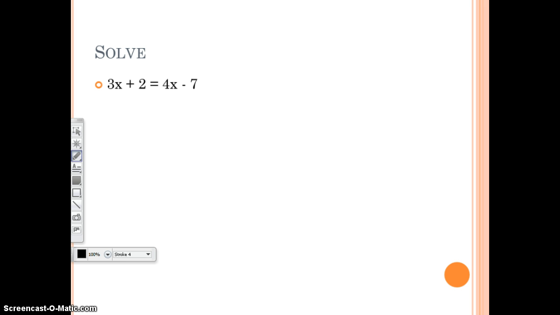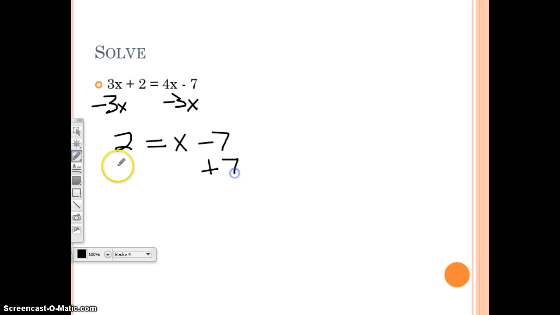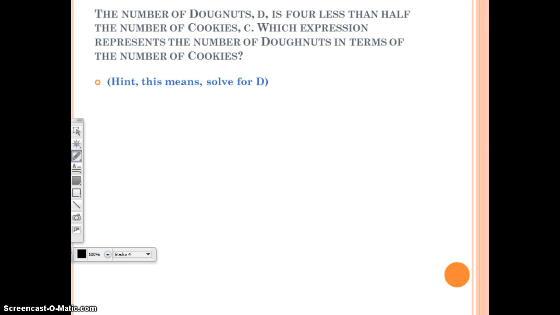Alright, be able to solve equations. To do this, we'll need to get the variables all together on one side. Let's subtract 3x from both sides. When we do, we get 2 is equal to 4x minus 3x gives us x. Now to further isolate that x, we need to remove the 7. Negative 7 plus 7 gives us 0. X is now all by itself. 2 plus 7 is equal to 9.